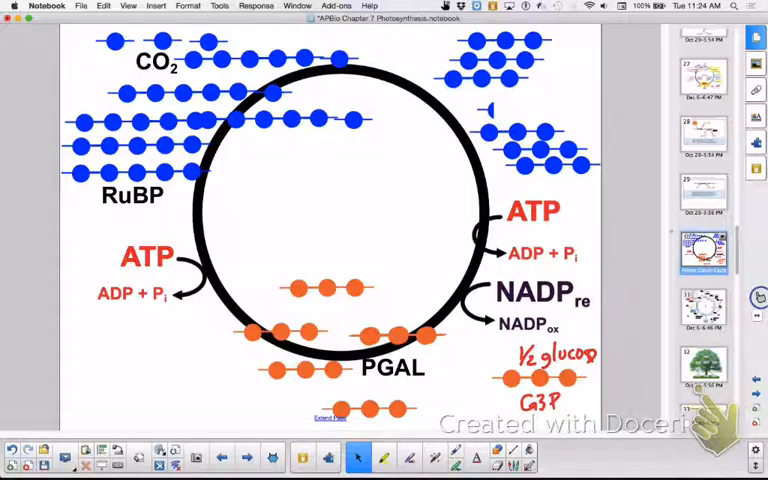If I do this whole thing all over again and make another six PGALs or G3Ps, and siphon off one again, now I have two halves of glucose, which is one glucose, one whole glucose. Okay? Good, thanks. Okay, what was your question? Okay, perfect. Okay, now, whoever, was that helpful?